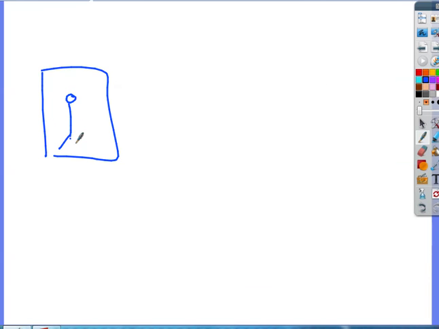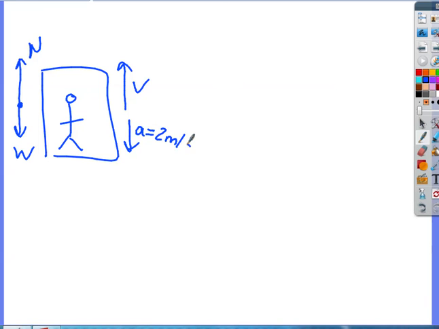Let's try this now. Let's say you're still moving up, but let's reverse that. Let's now say the acceleration is downwards at 2 meters per second squared. How do I do this? How do I treat this acceleration? Well, what did I say about the direction of motion? This is positive, so normal will be positive, weight will be negative. What do I have to do to the acceleration? I have to make it negative.